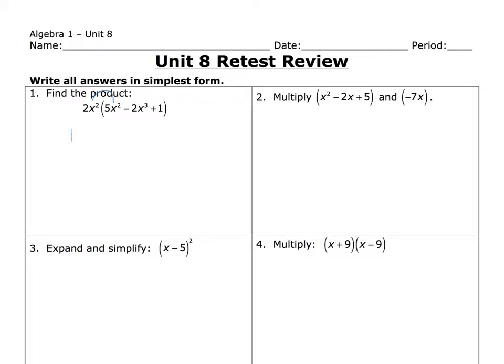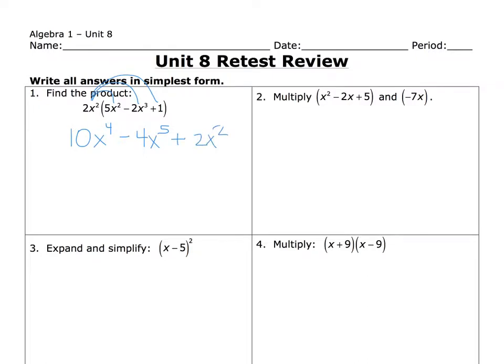Well, the 2 and the 5 multiply to 10. And then we've got x squared times x squared. We add up those little 2's up there and we get x to the fourth power. 2x squared times negative 2x cubed. We get a negative 4 with our coefficients out front, and then x to the power of, let's see, 2 plus 3 is 5. And then 2x squared times 1 is just still a positive 2x squared.